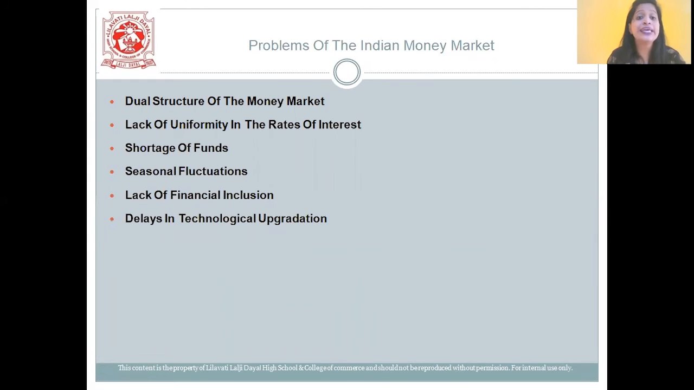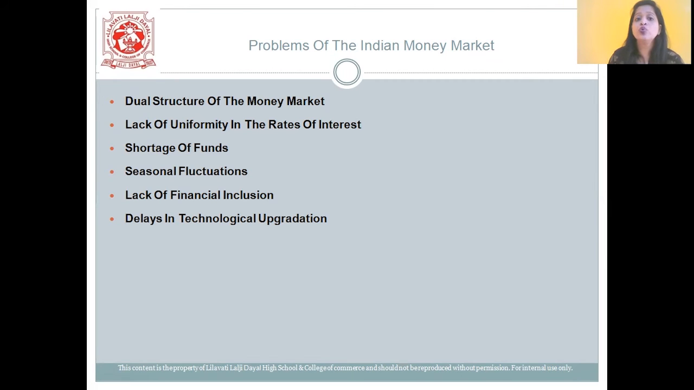Last one is delay in technological upgradation. Here, students, as you all know, advanced technology is the most important requirement for the smooth functioning of the financial market. But there are certain delays in the upgradation of technologies, which hampers the working of the money market.